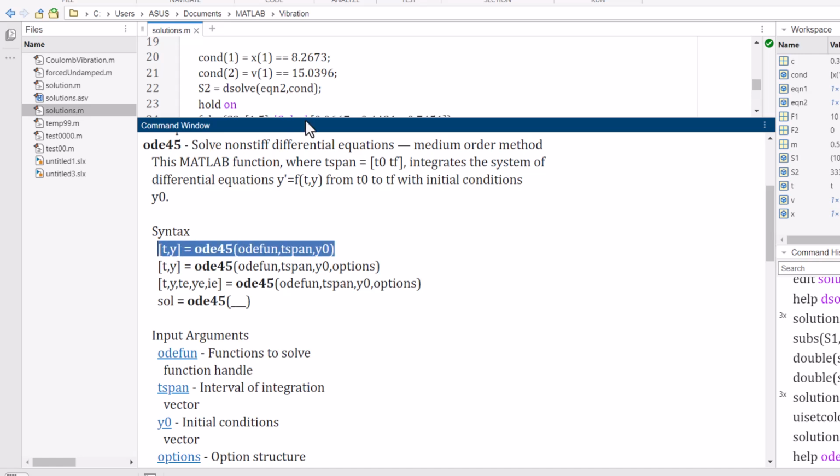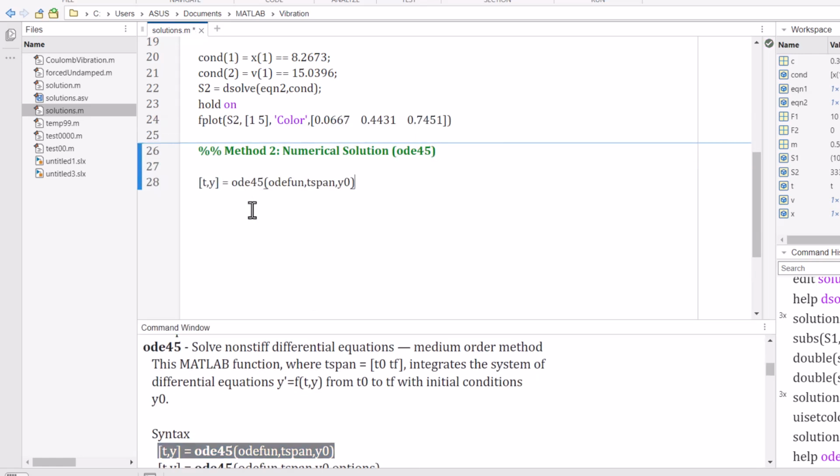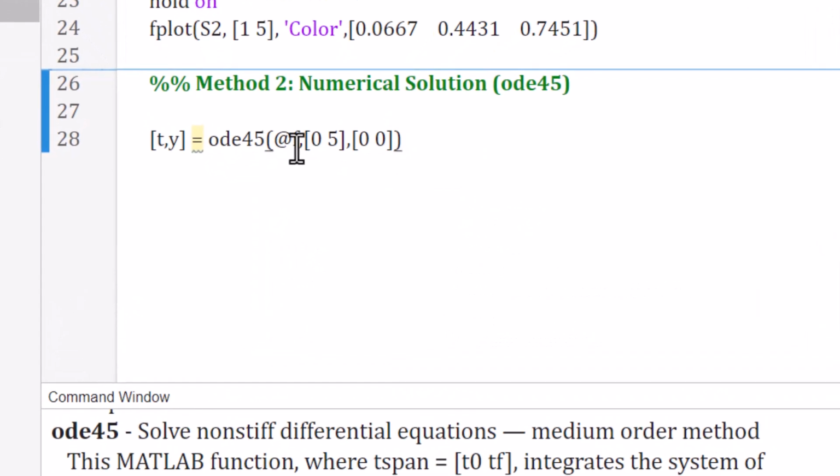So here I type this line and it asks for a function and time and initial conditions. So of course time is from 0 to 10 or maybe 0 to 5. And the initial conditions were 0 and 0 for both x and v. And how about the ODE function? So I write the handle of a function named f, and I have to define this function. Function, I type dy dt is going to be equal to f of t comma y.